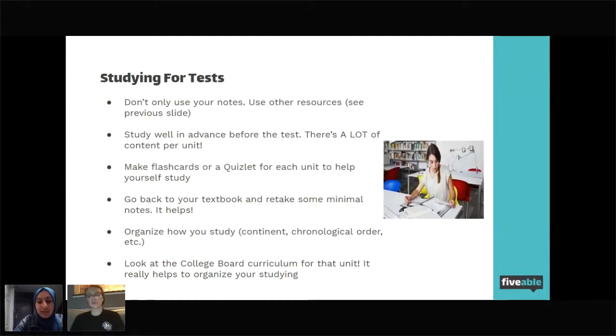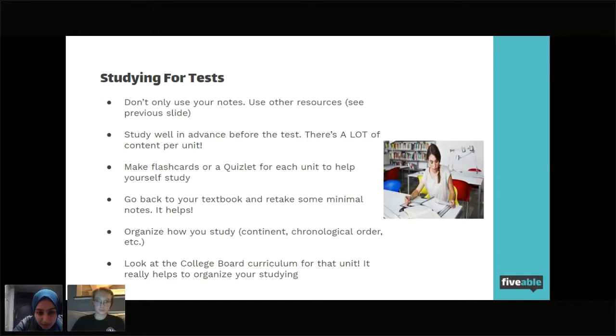Again, if you prefer to study this way, make flashcards for each unit. I did that, and it helped me to study better because I was able to look back at words that I didn't know. And when I type stuff down or when I write stuff down, it helps me remember better versus if I'm just looking at the definition.